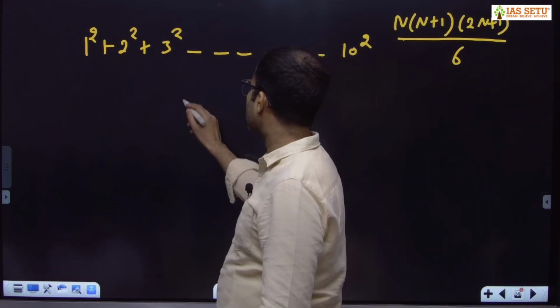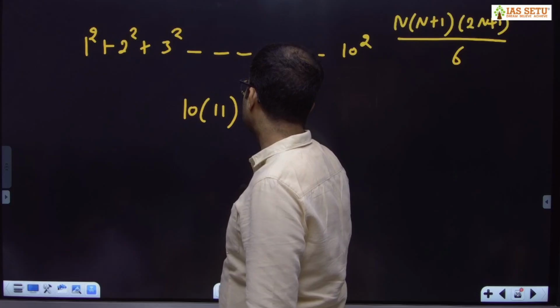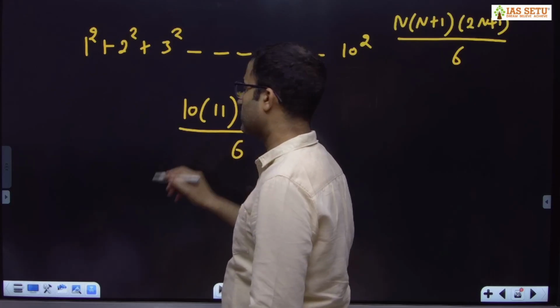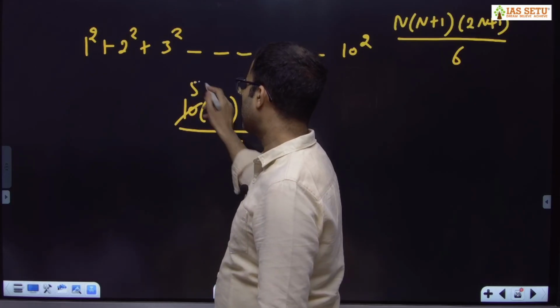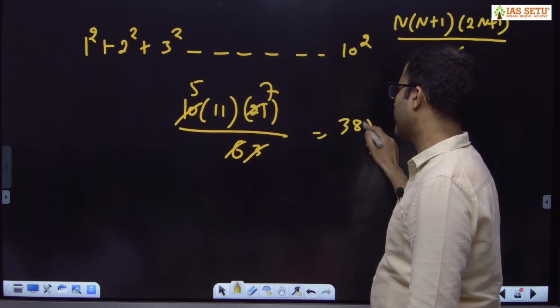So now it is 10. 10 plus 1, 11. So it is 20 plus 1, 21, divided by 6. So this is 5, 3, it is 7. So 35 into 7, 385.